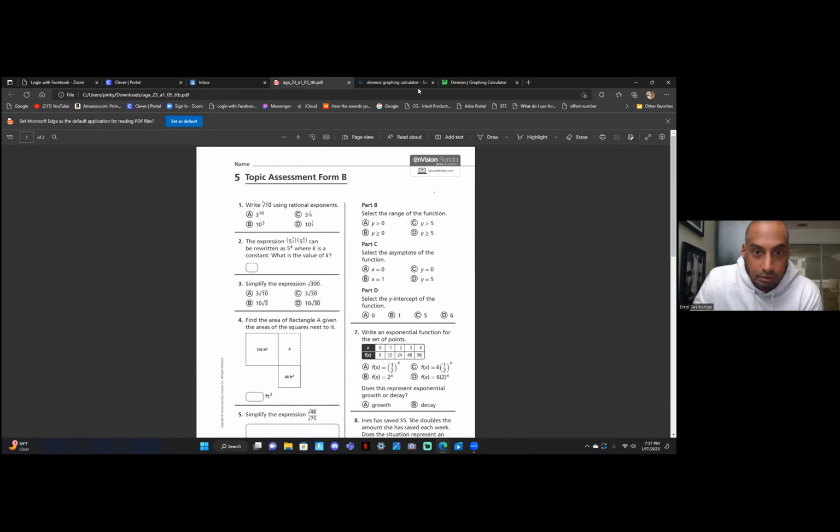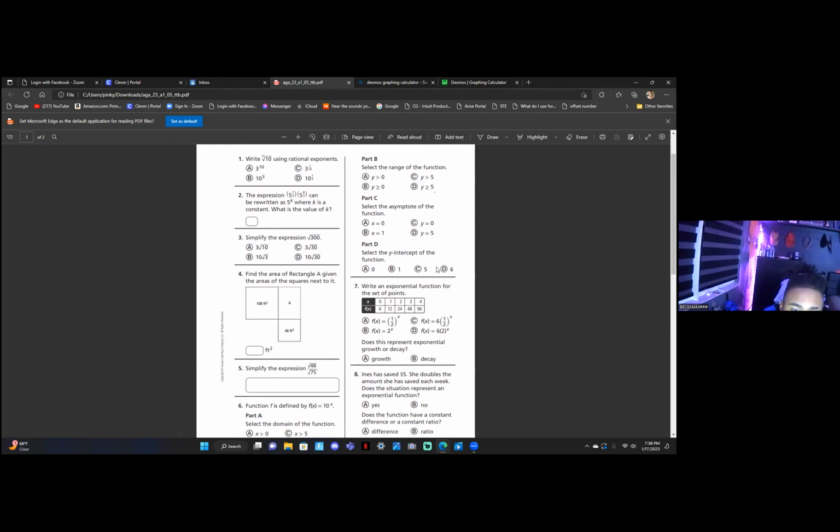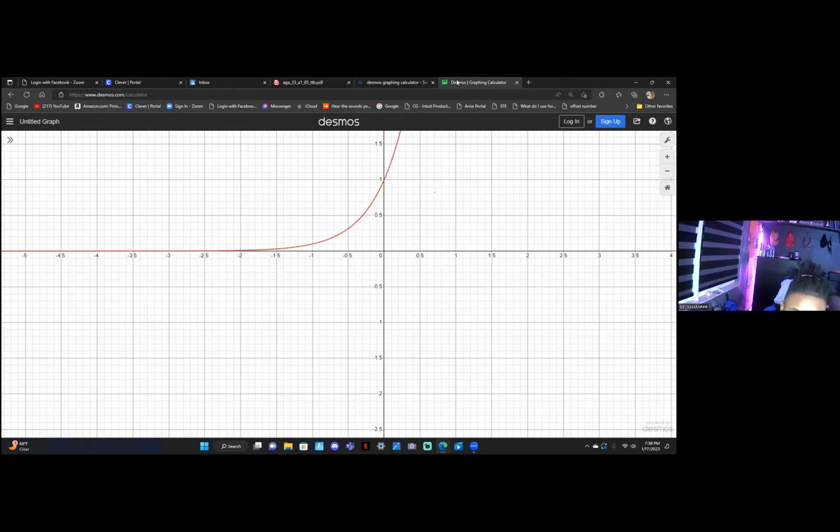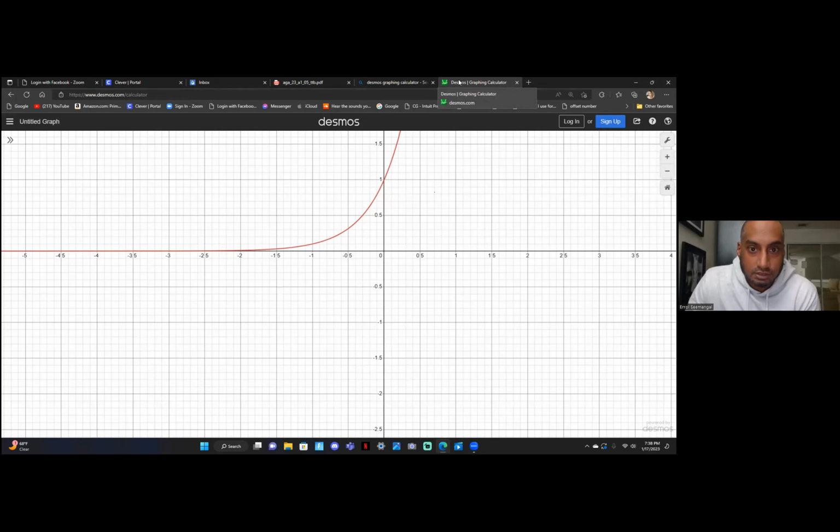Part C. Select the asymptote. What does that mean? I forgot what asymptote means. All right, go back to the graph. Is it part C too? Is it part D? I think we're on part C.